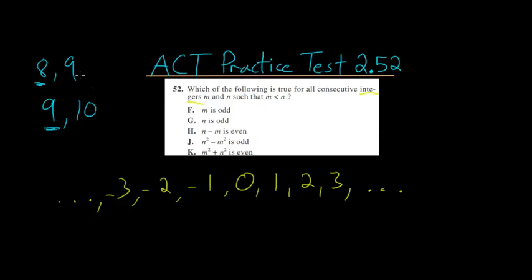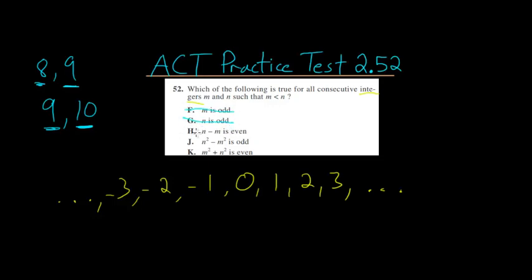But since there's no rule saying we should choose this pair rather than this one, you can't conclude that m is always going to be an odd number, because sometimes it's going to be an even number. So that one's not true. But the same argument could be made for the choice that n is odd. You can see in this one, since n is the bigger number, that it is odd, but when I chose 9 and 10 as my consecutive integers, n was even. So this one is not always true as well. So let's just eliminate both of these choices.